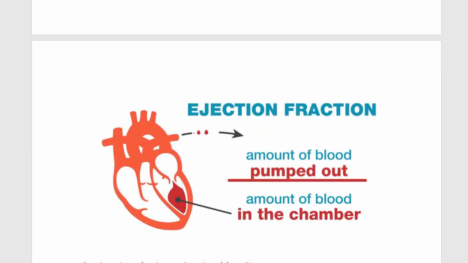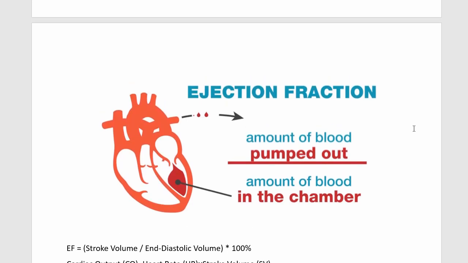So ejection fraction is the measure of the heart's efficiency in pumping blood out of the ventricles with each heartbeat. It is calculated as the ratio of the stroke volume to the end diastolic volume. So the volume of blood ejected from the ventricle during systole over the volume of blood in the ventricle at the end of diastole. So this is expressed as a percentage. So ejection fraction is equal to the stroke volume divided by the end diastolic volume times 100%.